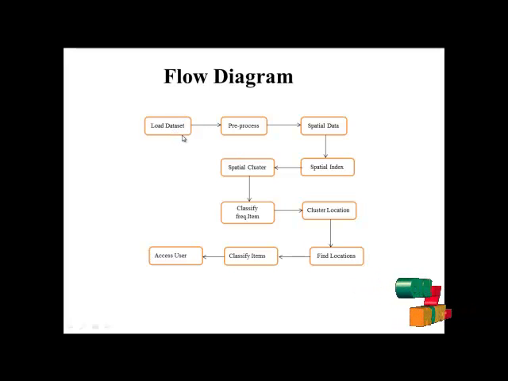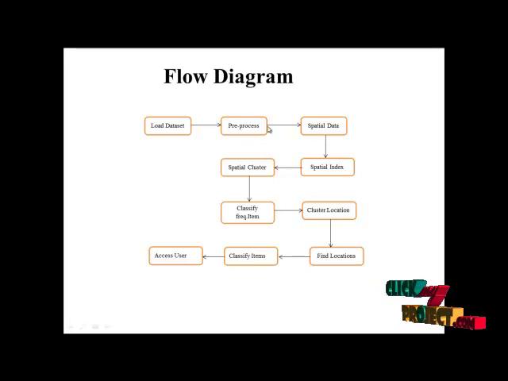Here, first of all, we create the data set, with a different set of attributes. After that, the data set is loaded into the database. Next, it goes to the pre-processing stage. Pre-processing means that if the loaded data set has any null values in any columns or rows, we filter the data or remove the null values. This is called the pre-processing stage.